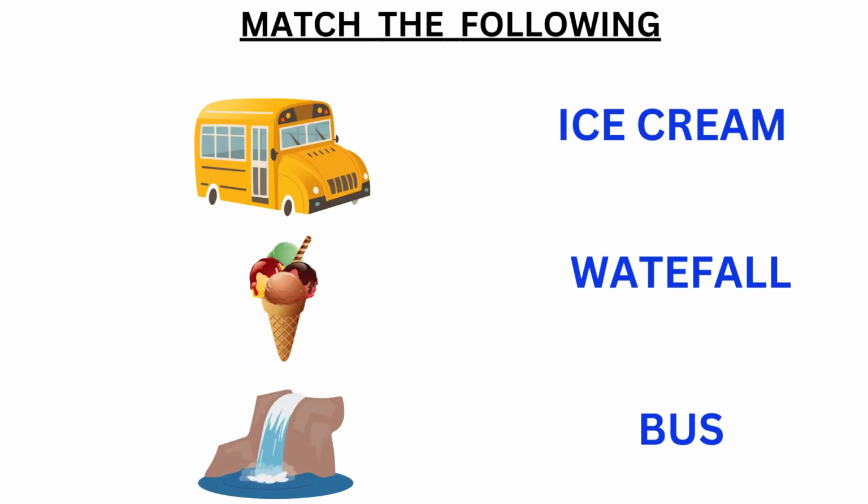On this slide, we have three interesting images. First, there's a large vehicle used to transport people from one place to another. What do we call this? It's the bus.